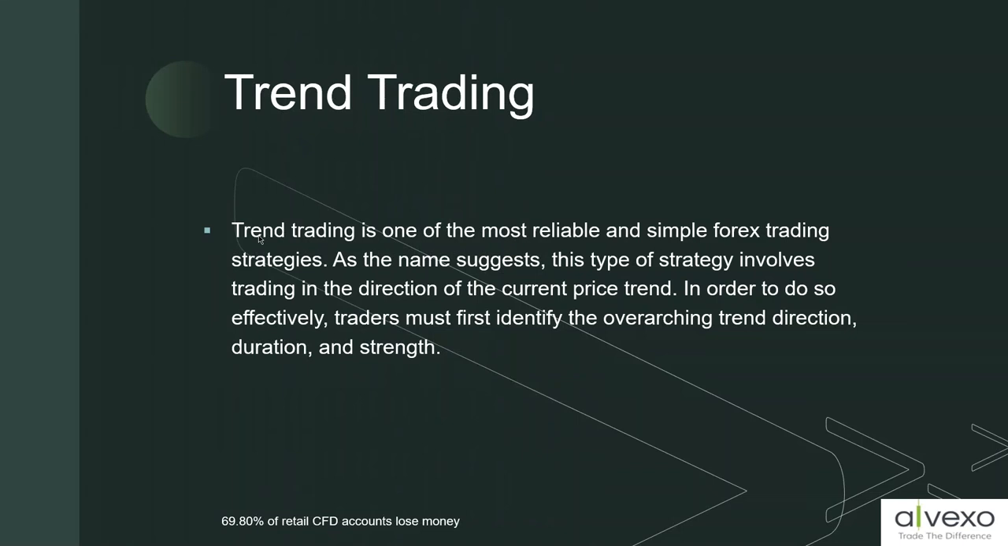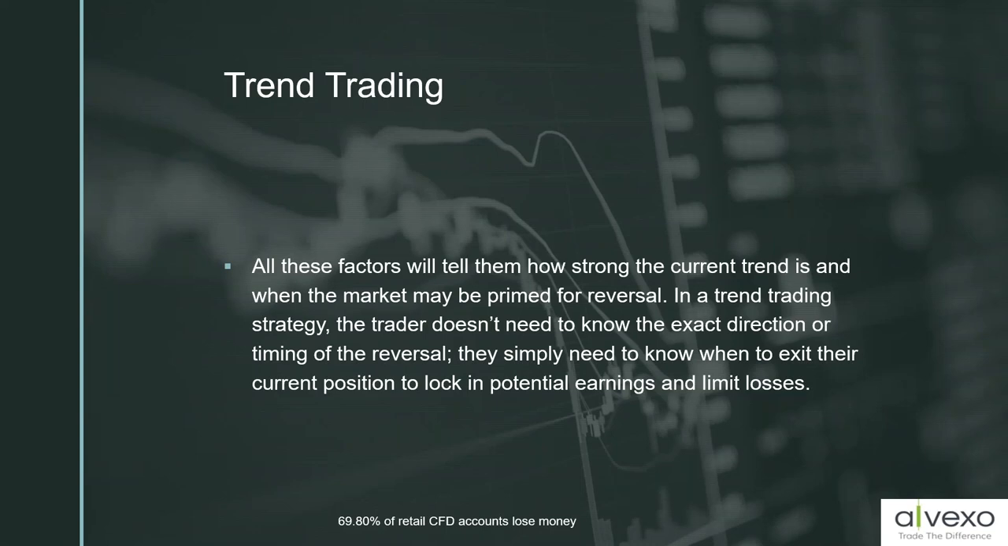Trend trading is one of the most reliable, simple trading strategies. As the name suggests, this type of strategy involves trading in the direction of the current price trend. In order to do so effectively, traders must first identify the overarching trend direction, duration, and strength. Because trends have direction, of course, an uptrend or downtrend. They also have momentum. How fast and how hard is that trend moving?